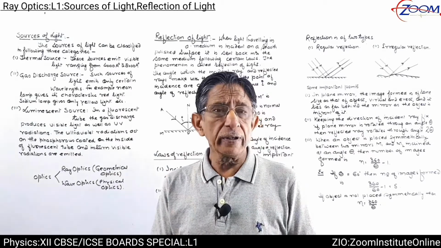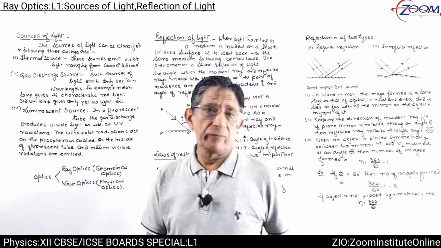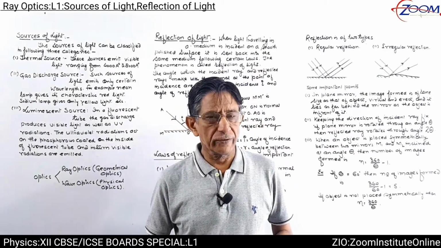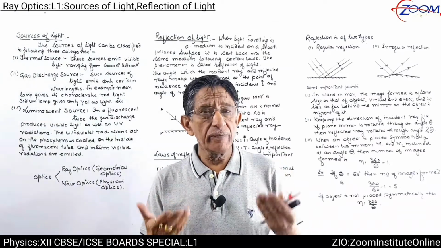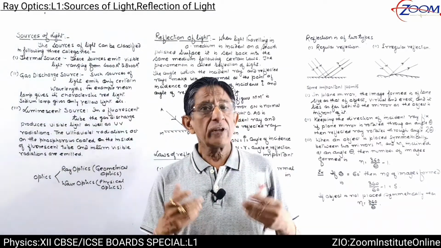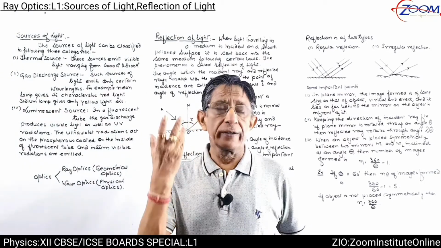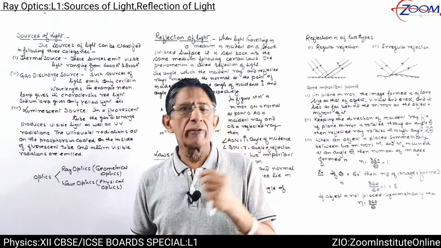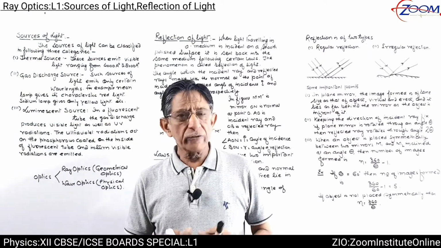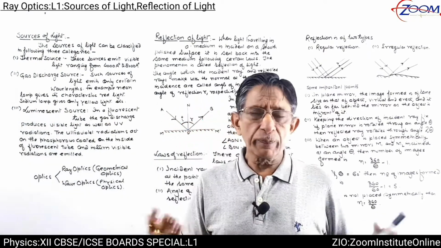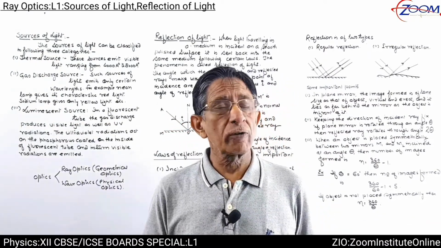Now, as in the case of electricity, first of all, we have studied about charges. What is the origin? What is the base of electricity? Base of electricity is charge. Base of magnetism is magnet. In the same way, the base of optics is source of light. What is source of light? Students, every device which produces light is called source of light.